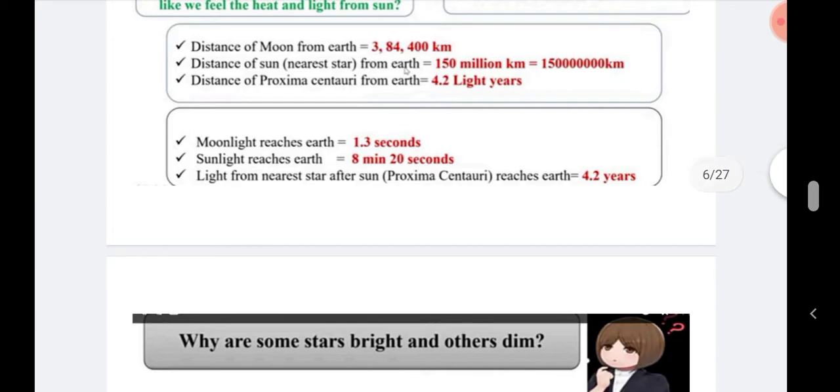एंड लाइट फ्रॉम नियरेस्ट स्टार आफ्टर सन के बाद जो हमारे पास सबसे पास स्टार है वो है प्रॉक्सिमा सेंचुरी, एंड उसकी लाइट हम तक 4.2 ईयर्स में पहुंचती है.